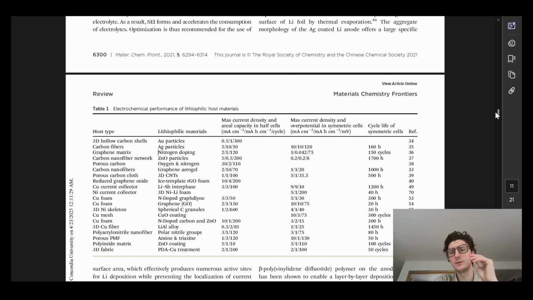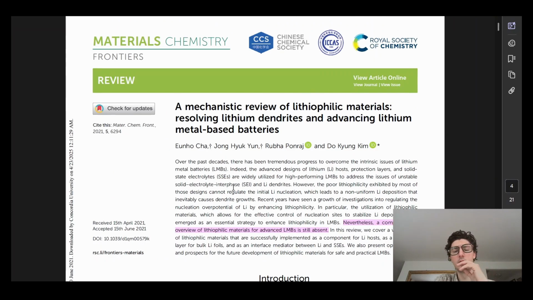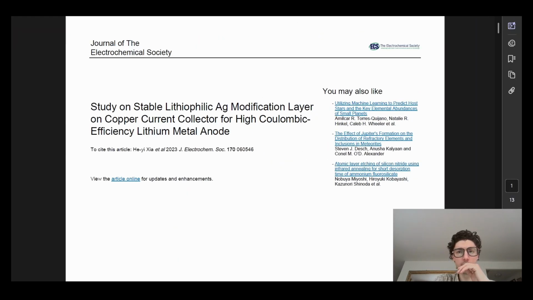I think that's good enough. Little bit of a zoom through. I'm not going to read this whole review right now. We're going to move on to article number 5.